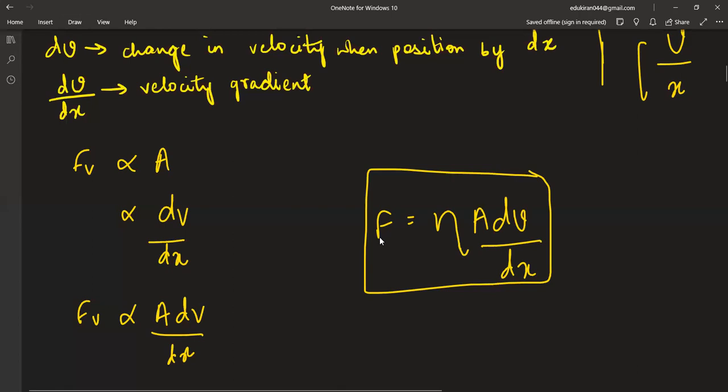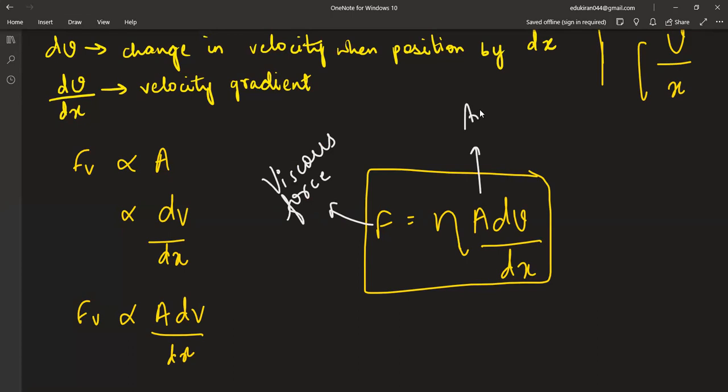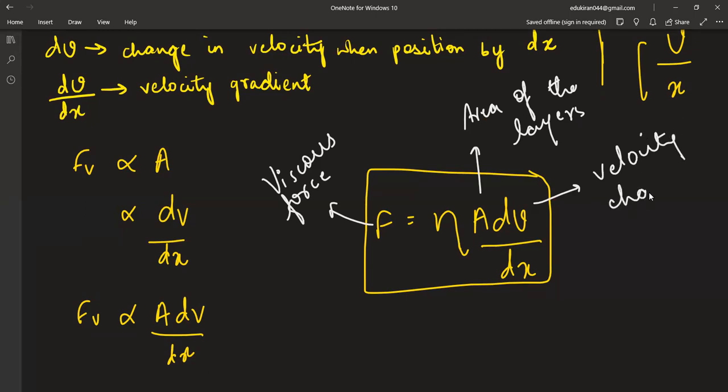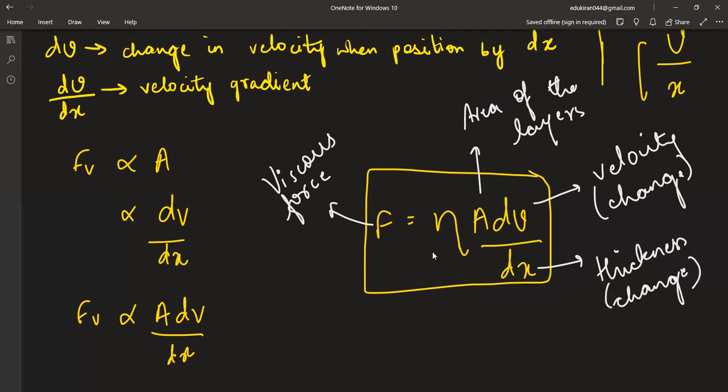See what is meant by every term. F is the viscous force which is acting. A is the area of the layer. Area of the layers, both the areas will be the same. dv is the velocity, basically relative, or the change with respect to one another. Similarly, dx is also the thickness, or you can say this is also the change in the thickness which is coming.